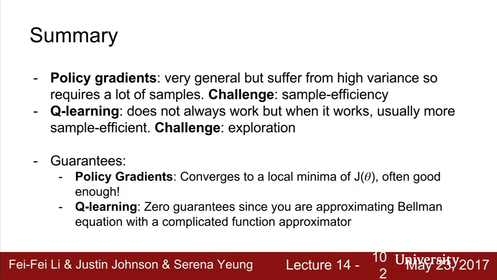We've talked about policy gradients and Q-learning, so let's take another look at the guarantees you have. With policy gradients, one thing we know that's really nice is that this will always converge to a local minimum of J of theta, because we're directly doing gradient ascent, and this local minimum is often pretty good. In Q-learning, on the other hand, we don't have any guarantees, because here we're trying to approximate the Bellman equation with a complicated function approximator. This is the problem with Q-learning being a little trickier to train in terms of applicability to a wide range of problems.